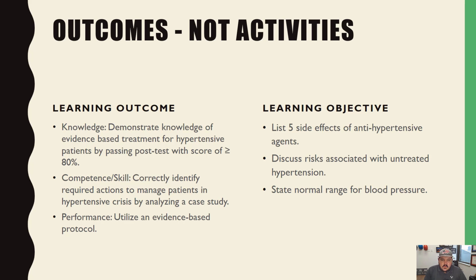Objective. So we have to have an objective statement. An objective statement defines the expected goals of an educational activity. Learning objectives can be used to structure the content of an educational activity. Objectives may include tasks such as list, discuss, or state. An outcome is a written statement that reflects what the learner will be able to do as a result of participating in the educational activity.